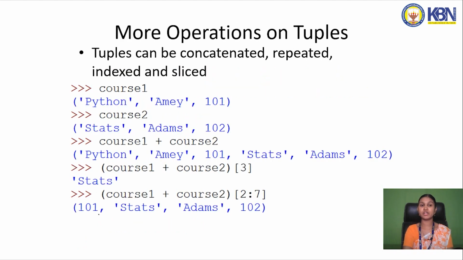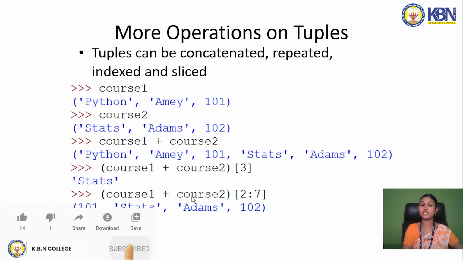Next, more operations of tuples. They will be executed in order. What is the course 1 value and what is the course 2 value, and these operations will also be displayed. Previously we learned concatenation and repetition. Concatenation is done with the plus operator, and repetition with the multiplication operator. Lastly, observe that for concatenation you use plus, and there you can also access the third value. Next you can access with range values also. You have to find out what the second to 7 is, and then the range function also.